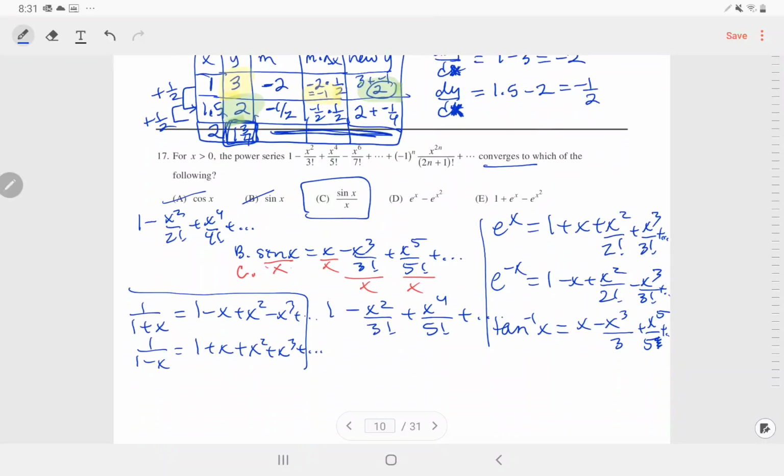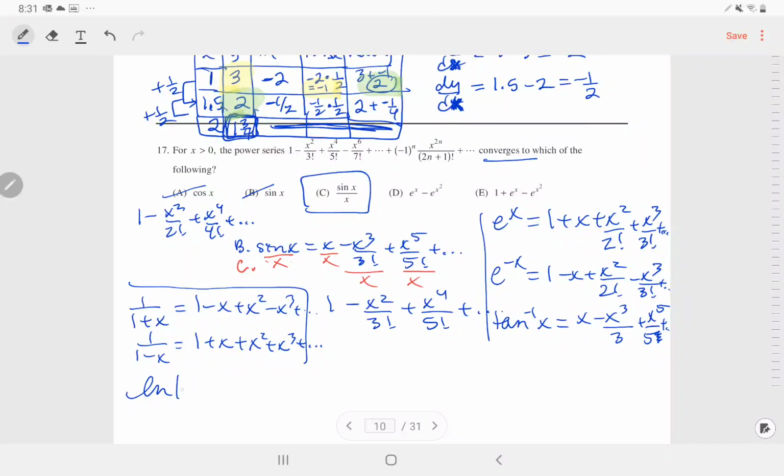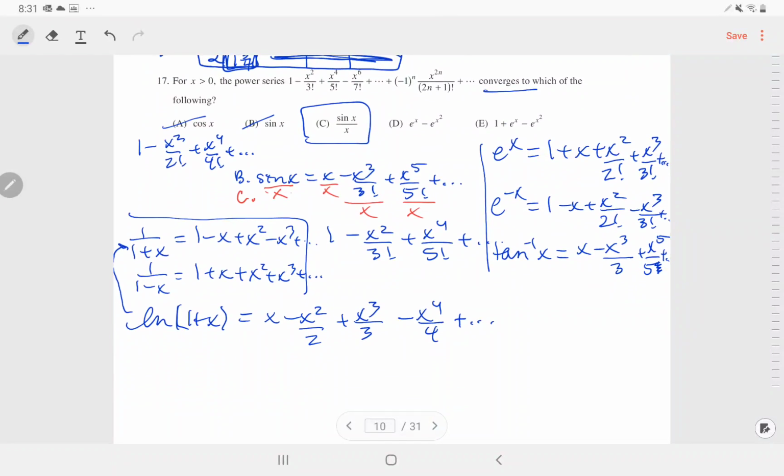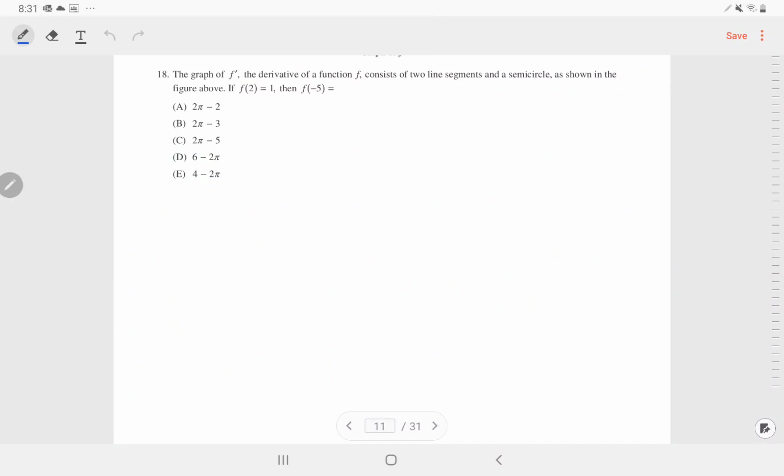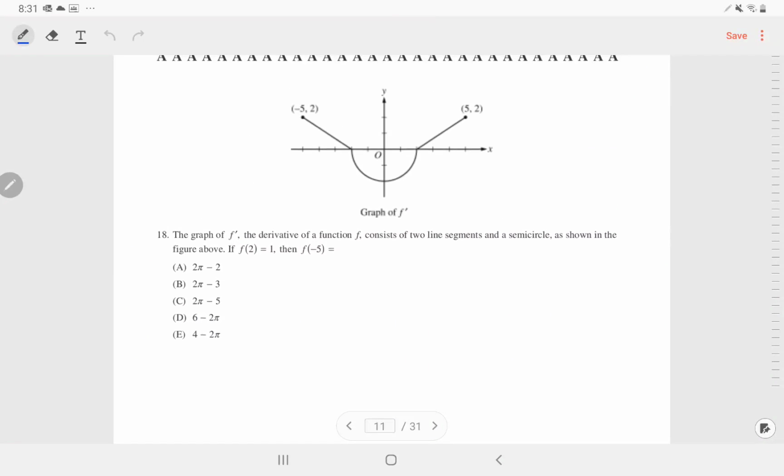And then also ln. So you might need to know ln of 1 plus x. And ln of 1 plus x is actually the antiderivative of this one. So I don't know how you remember it. And then when you put the plus c, it turns out to be 0. So it's x minus x squared over 2 plus x cubed over 3 minus x to the 4th over 4, but there's no factorial, so be real careful not to put that on. Okay. Let's go to the next one.